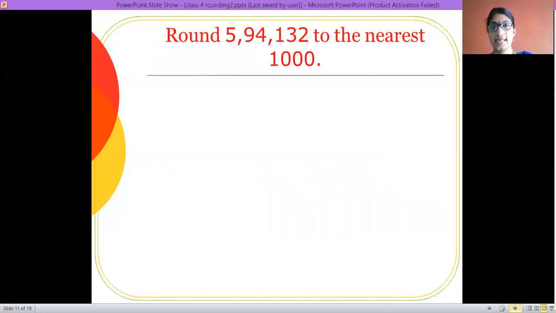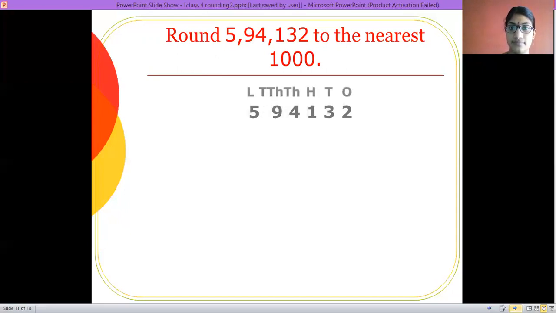Let us see one more example. Round 594,132 to the nearest 1,000. First, we'll write the number. On top of each digit, we are going to write its places. Now, we'll first see which is our rounding digit. Here we are rounding to the nearest 1,000. So the digit in our thousands place is the rounding digit. So here in this example, it is 4. 4 is the rounding digit.